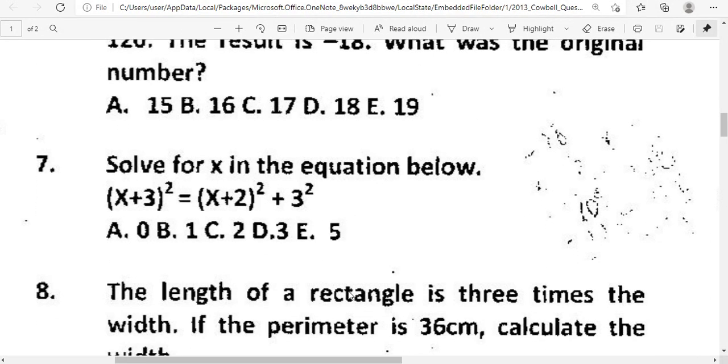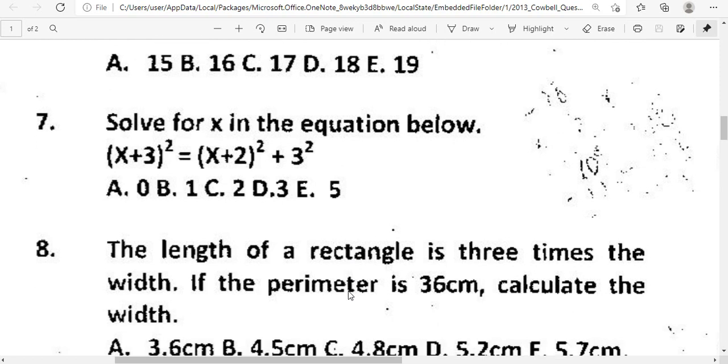Number 7. Solve, please. Open bracket x plus 3 close bracket square is equal to open bracket x plus 2 close bracket square plus 3 square. Have you solved it? Solve now.